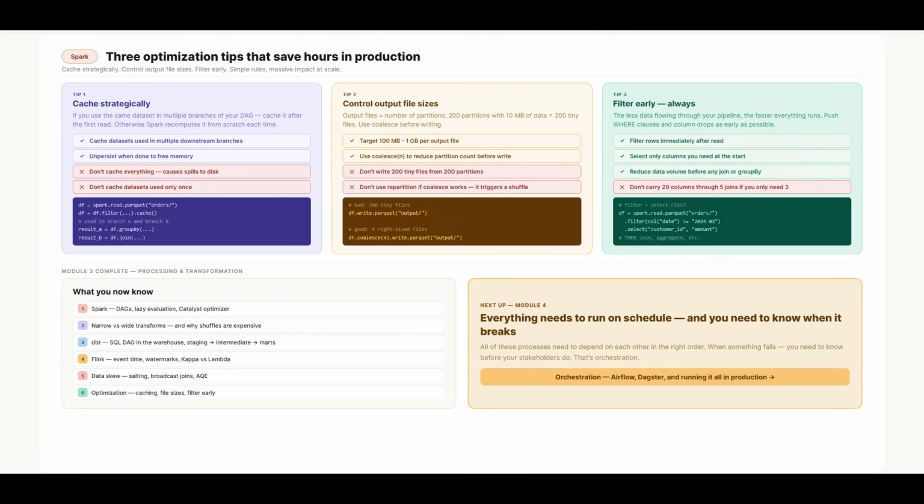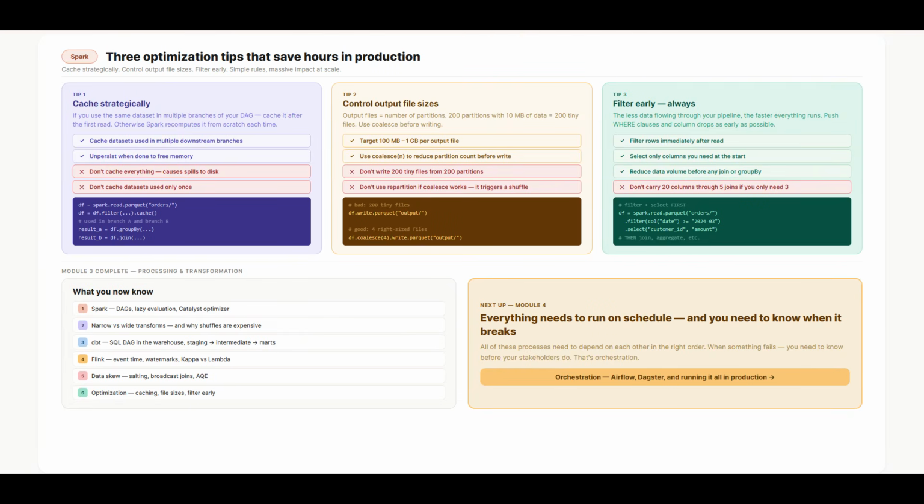Watch your file sizes on write. When Spark writes output, the number of output files equals the number of partitions. If you have 200 partitions but only 10 megabytes of data, you get 200 tiny files. Use coalesce or repartition before writing to control output file count.